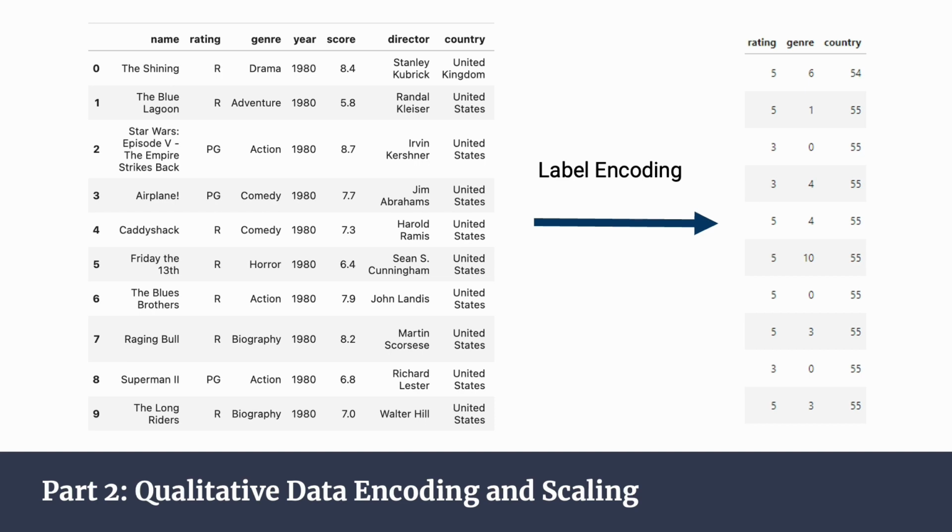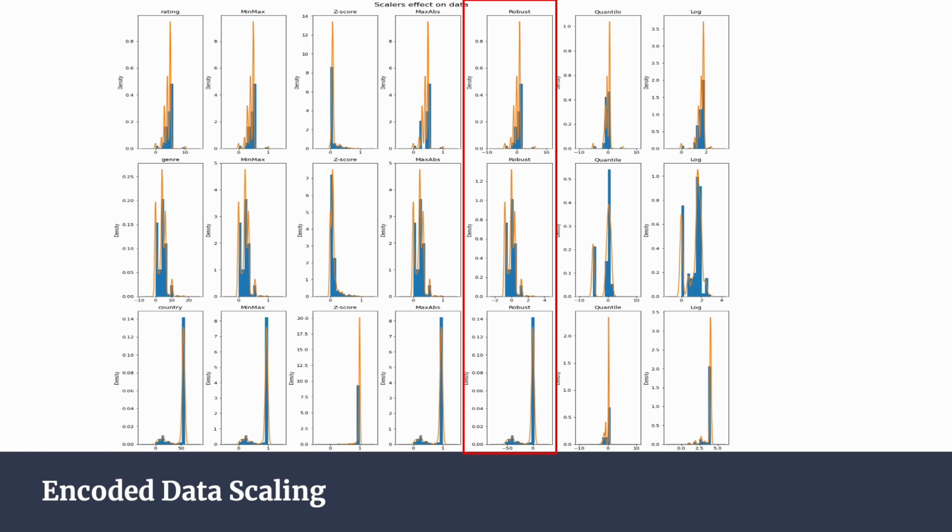For part 2, we decided to encode some of our qualitative attributes. So you can see we decided to use a label encoder, as these don't have a necessary order, hierarchy, or anything. And we encoded the attributes rating, genre, and country. And here you can see those attributes with the scaling techniques. Here we decided to go with the robust scaler, as it is the one that deals the best with outliers.